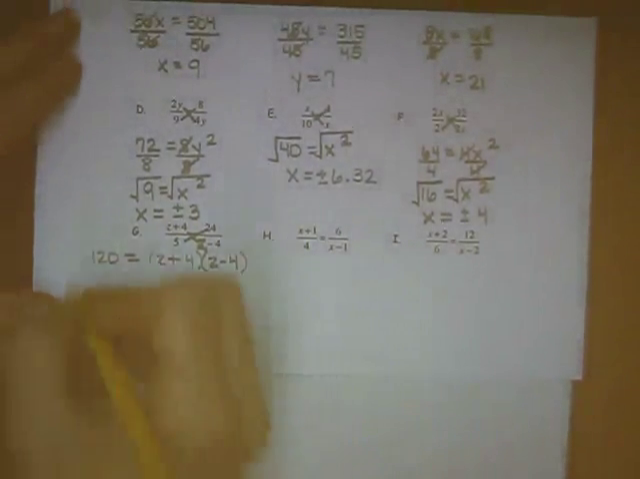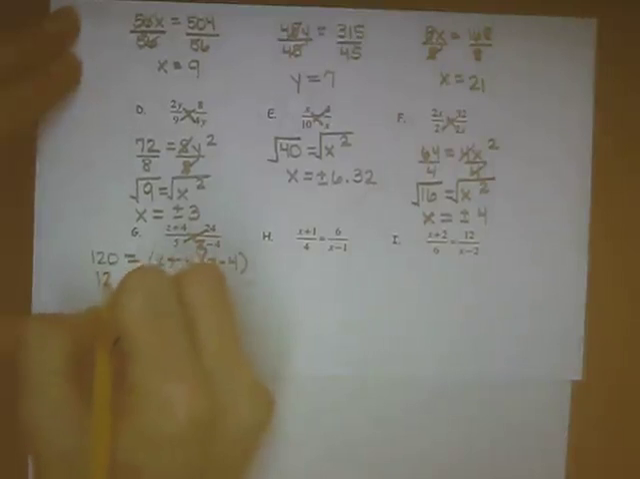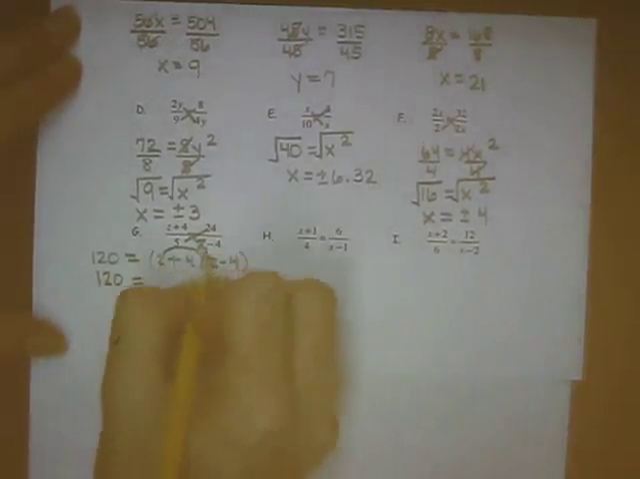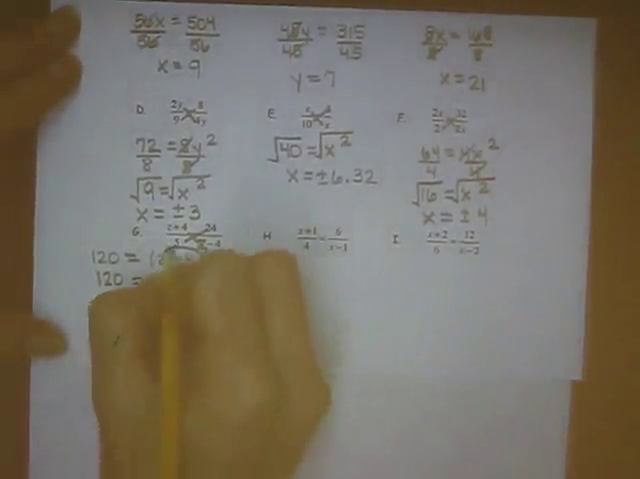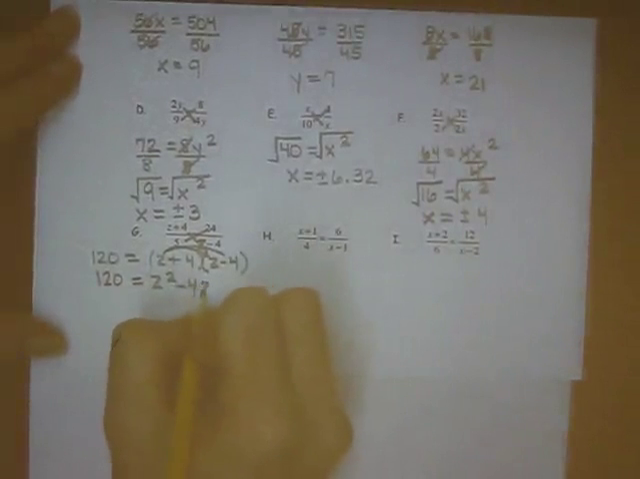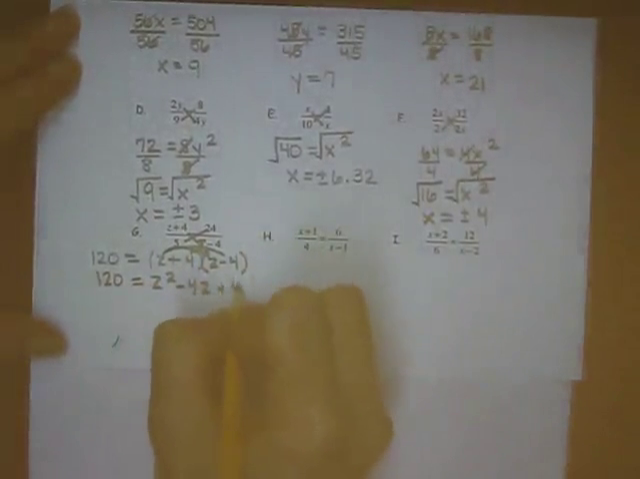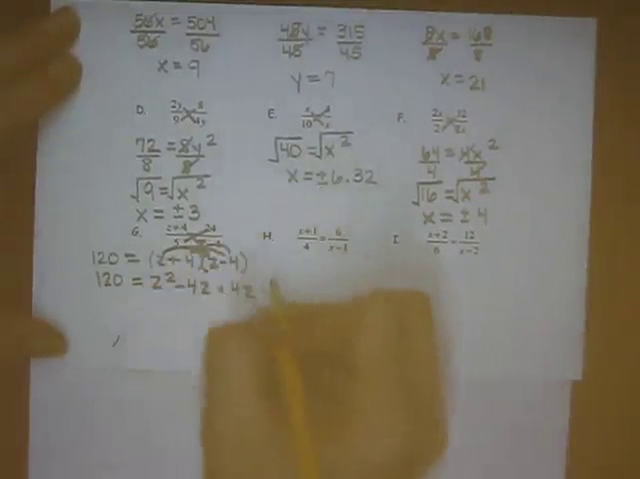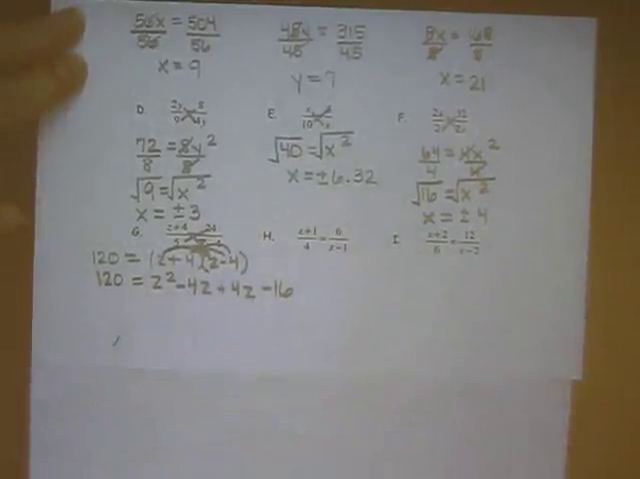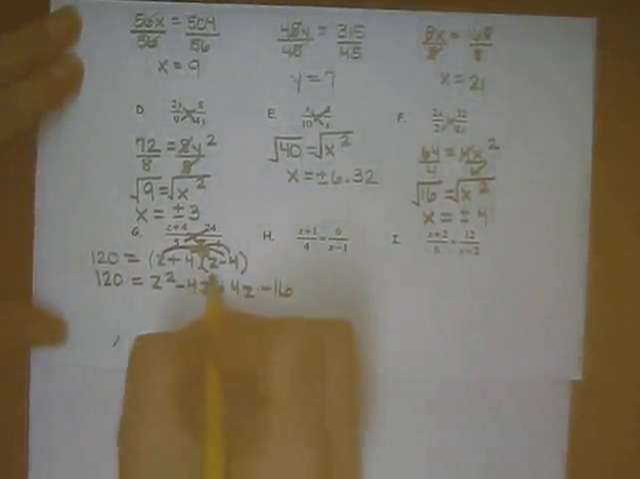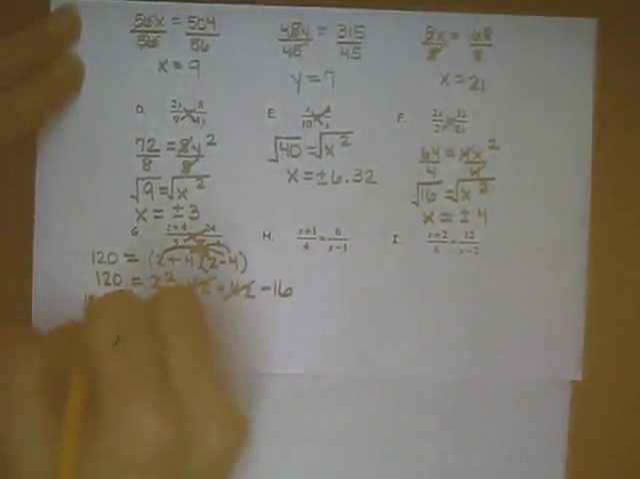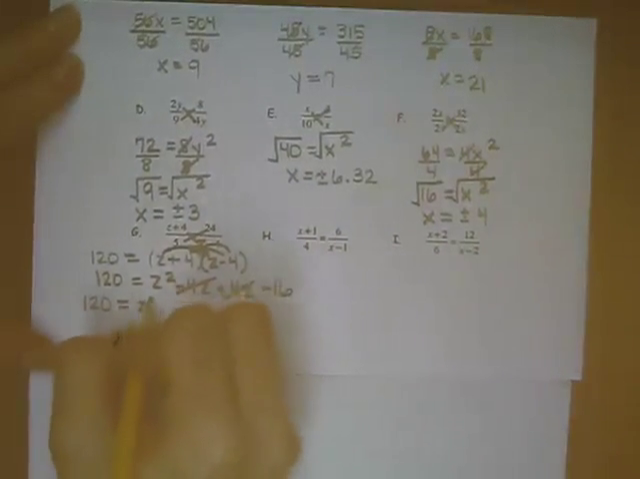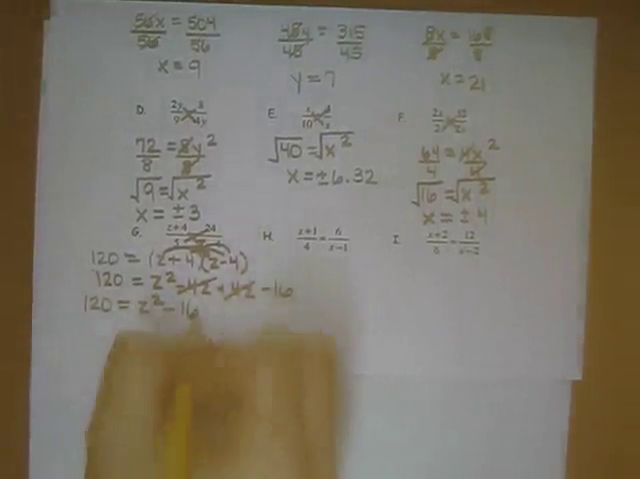So we keep the 120 there. On this side we have z squared minus 4z plus 4z minus 16. If we continue, the plus 4z and the minus 4z will cancel. We are left with 120 equals z squared minus 16.